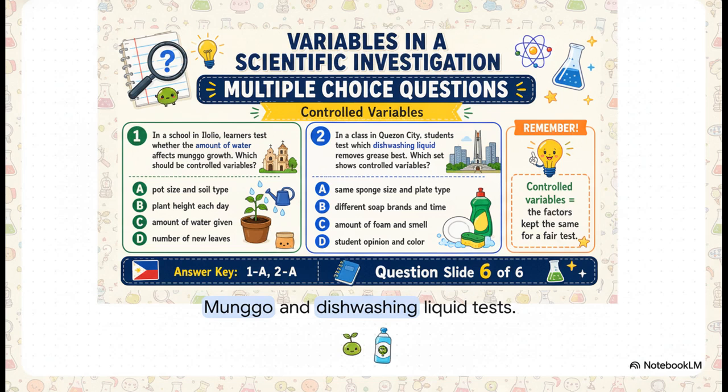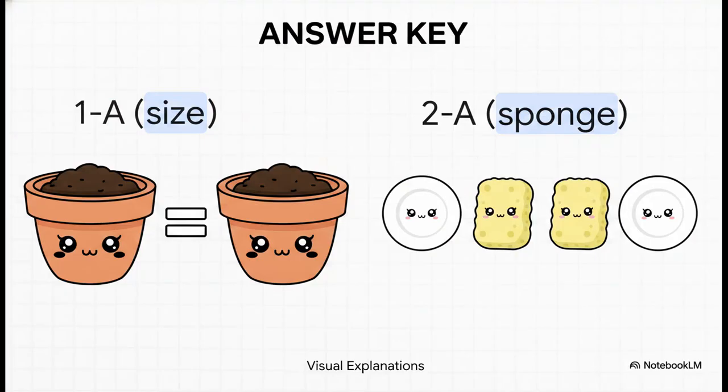And in Quezon City, students are testing which dishwashing liquid removes grease the best. Which set here shows controlled variables? Same sponge size and plate type, different soap brands, amount of foam, or the students' opinions? Go ahead and lock in those final choices. And here are your final answers.